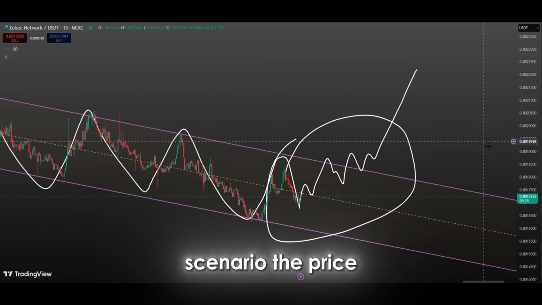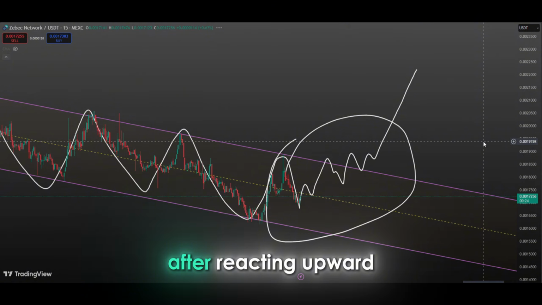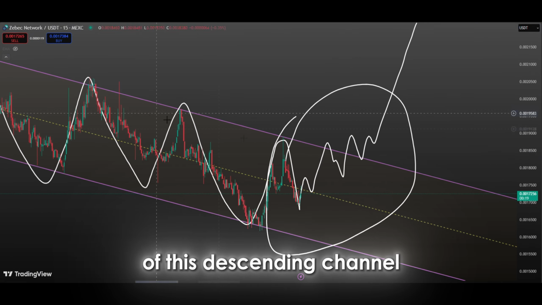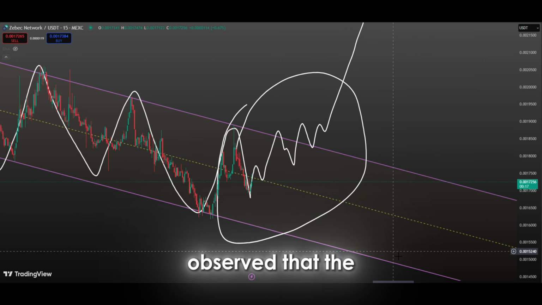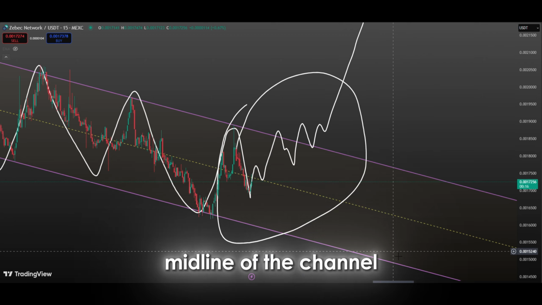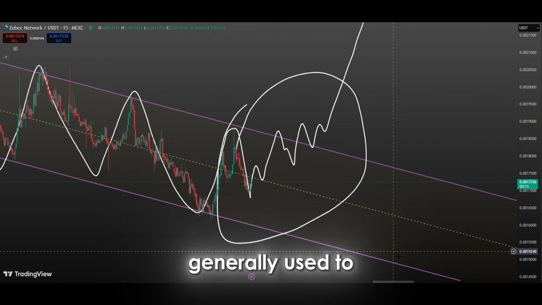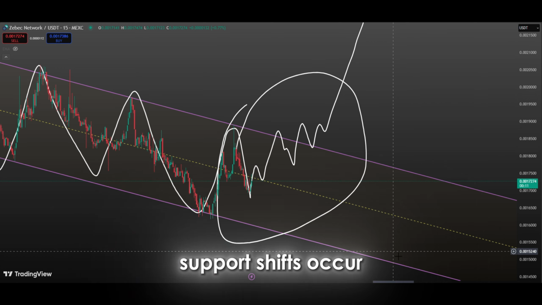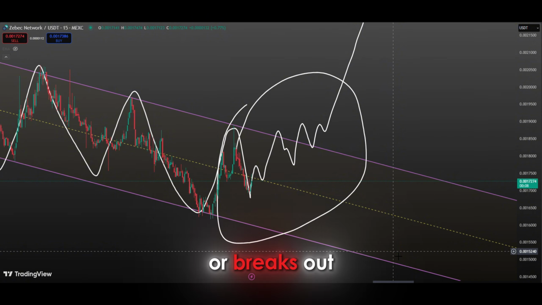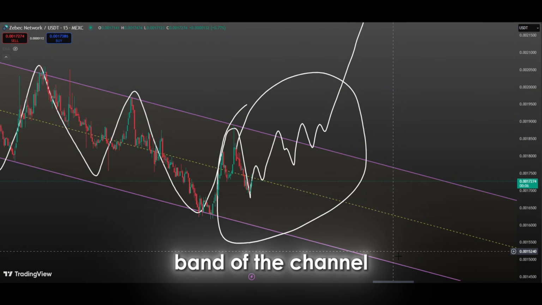In the current scenario, the price has begun to rise after reacting upward from the lower band of this descending channel. As this upward move continues, it is now observed that the price has reached a level close to the midline of the channel. The midline is generally used to gauge momentum within the channel, and is also considered an important area where short-term resistance support shifts occur. When the price reaches this zone, it typically either moves sideways for a while or breaks out with momentum toward the upper band of the channel.